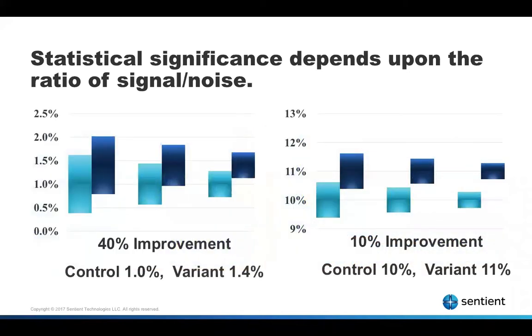And you can see that here, where with a control of 1 and a variant of 1.4, we have a 40% improvement and no statistical significance. But by going simply from a 1 to a base of 10, so now we have a control of 10 and a variant of 11, our improvement is 10% instead of 40%.